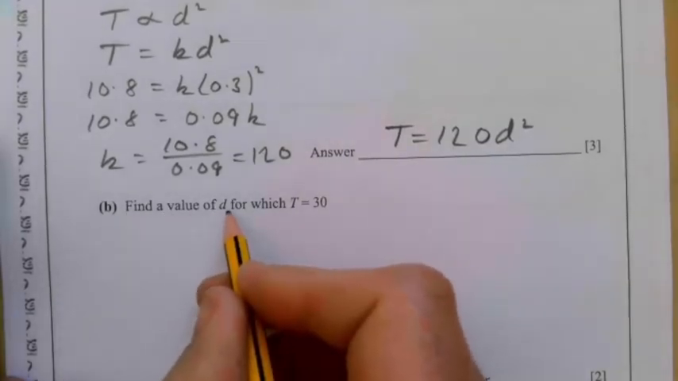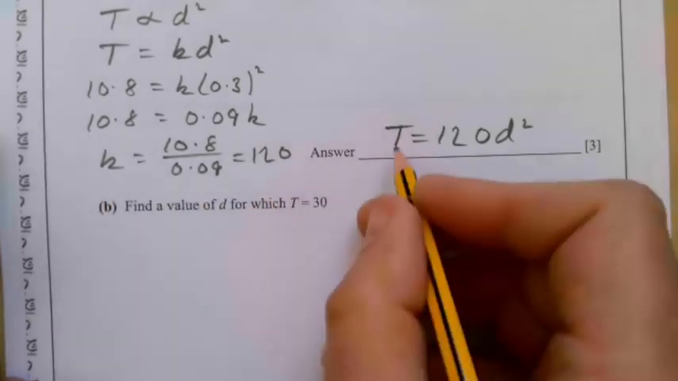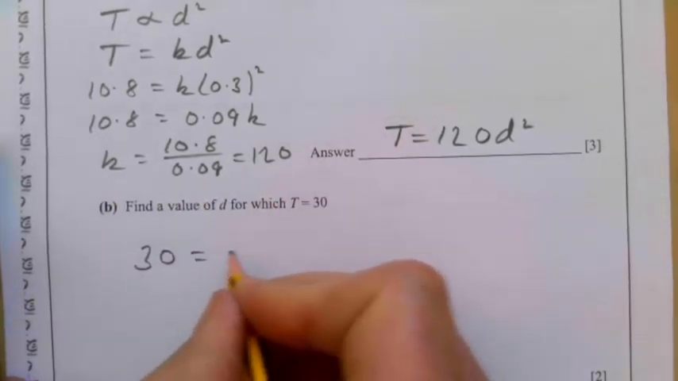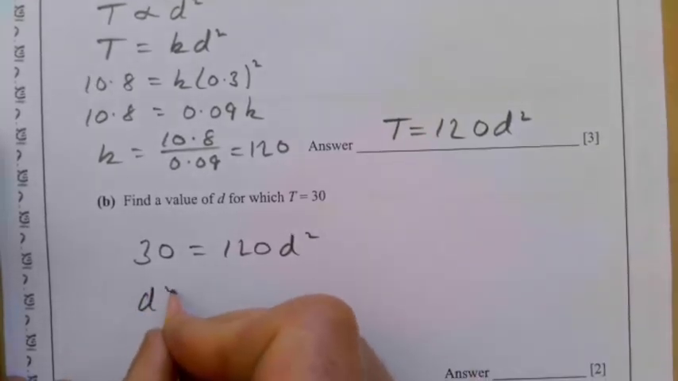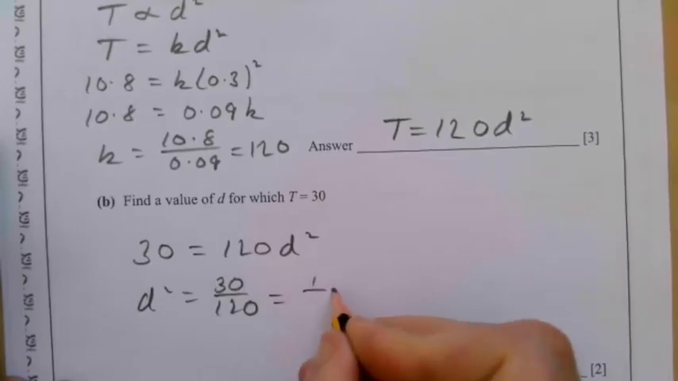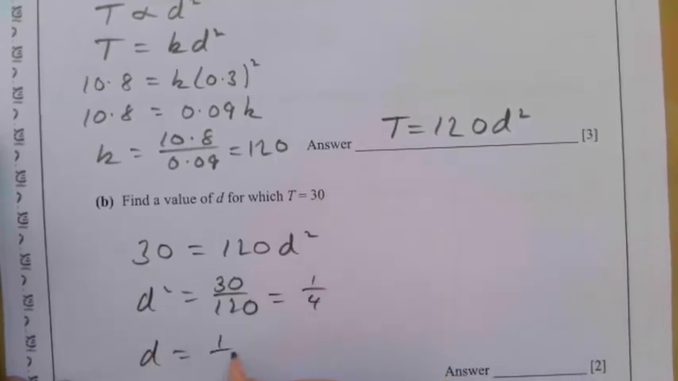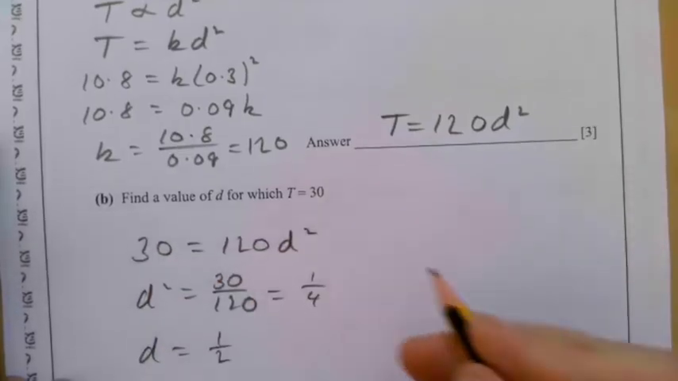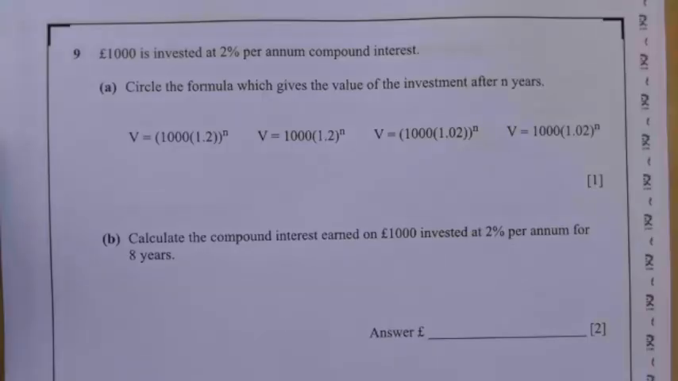Find a value of d for which t is 30. So if t is 30, then 30 is 120 d squared. d squared is 30 over 120, which is a quarter. d then could be a half or minus a half, and so it says find a value of d. So one of my values I found then is a half.